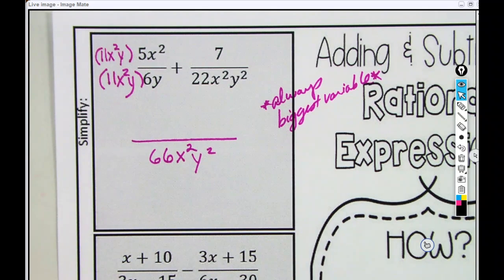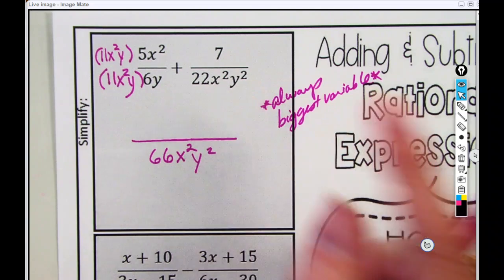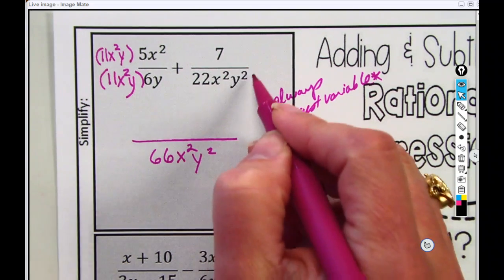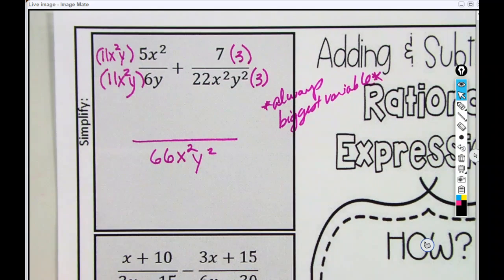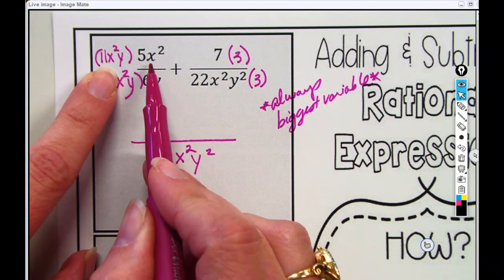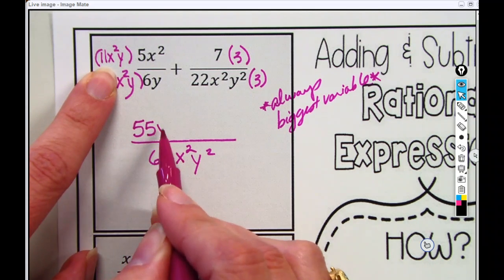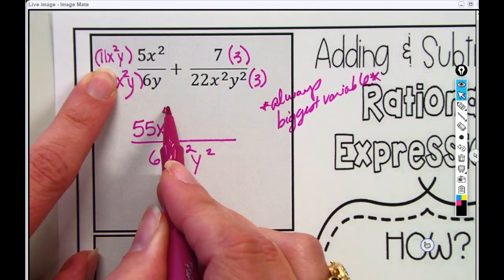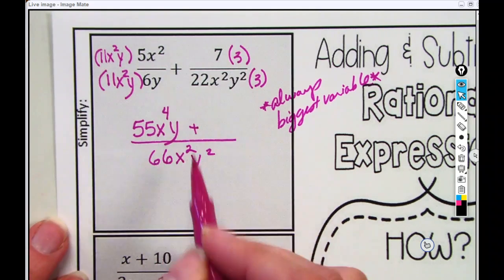And let's look at our other side. What do we need to multiply this second fraction by? X squared, y squared. Okay, so I need the 3. Now that we have that, let's multiply. 11x squared y times 5x squared would be 55, x to the 4th y plus 21.